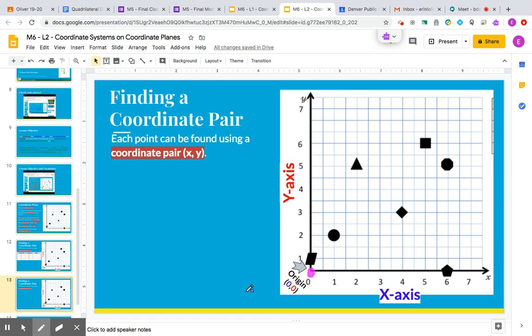And I know that I'm going to determine the coordinate of a point by using something called a coordinate pair, which is always seen as x, y. Now, what does that mean? That means we have to look at our x-axis and our y-axis in order to determine the location of a point on those individual plots. So let's take, for instance, I want to figure out the coordinate pair for this rhombus.